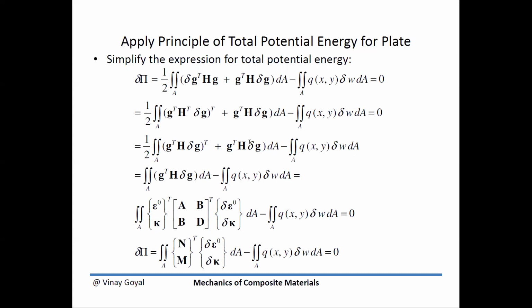Notice that I can now factor out del G. I can factor out del G now. And so I get G transpose times H in essence. And the 1/2 is gone now. So this got a lot simpler, as you can see.